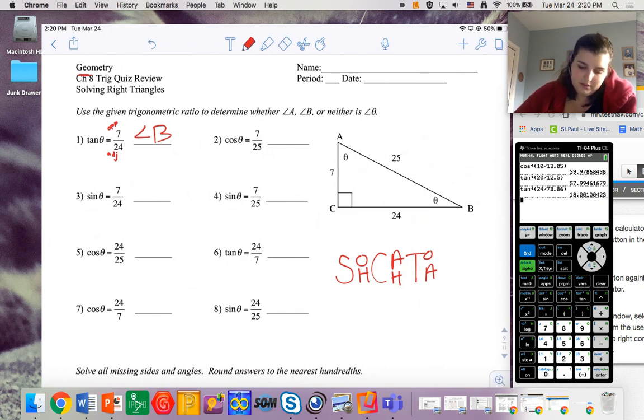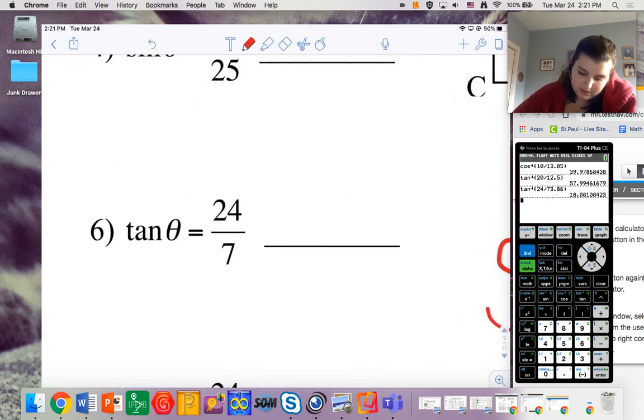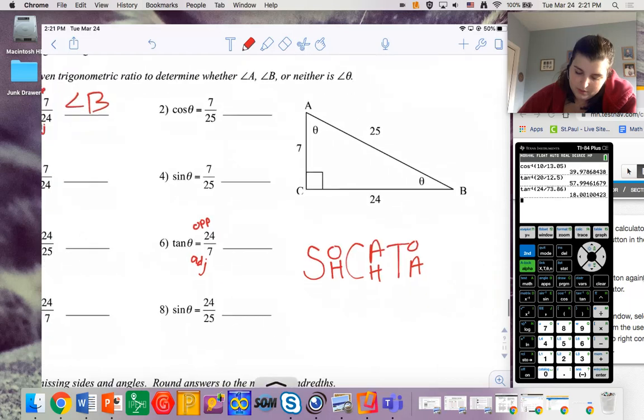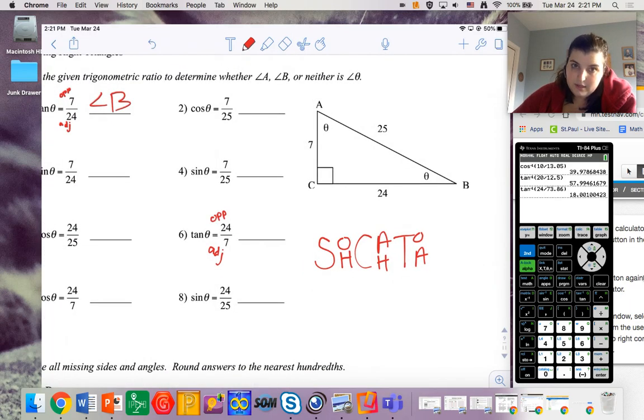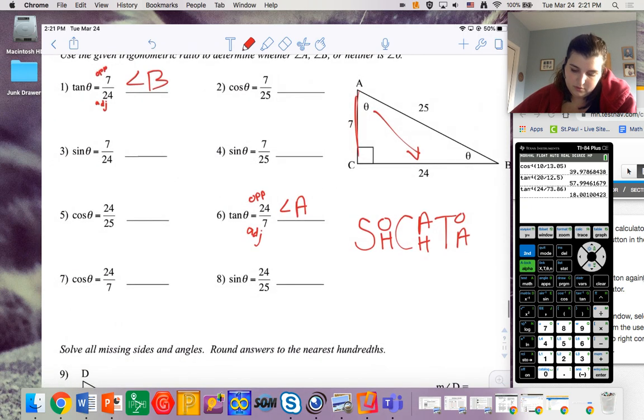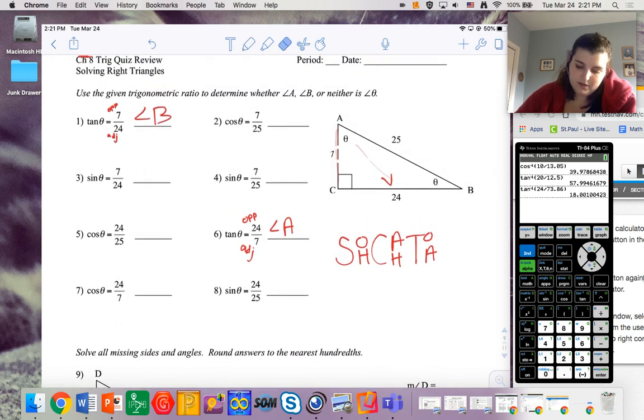Next, cosine. Well, let's just do the tangent ones. We'll just do them all. Okay. What about if we're talking about tangent of theta where 24 is on top? So opposite is the 24 and adjacent is the 7. So A is opposite the 24 and 7 is adjacent. So that is angle A. Okay. And I've taken care of the tangents.